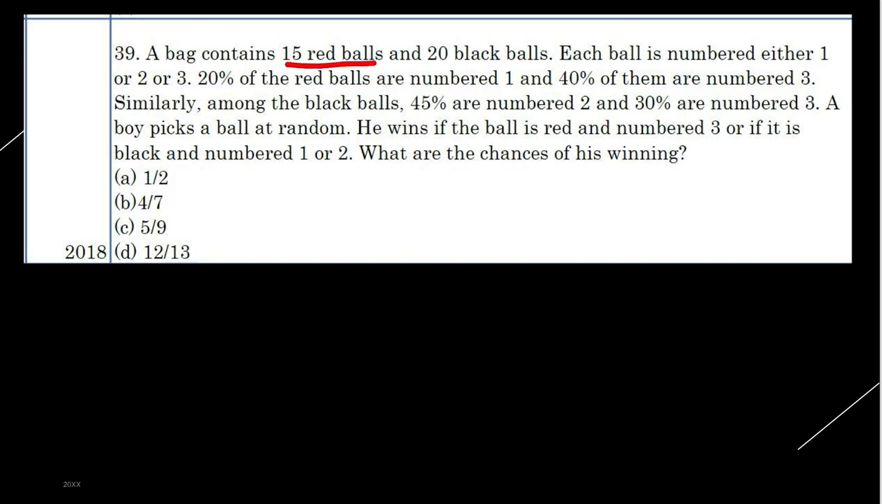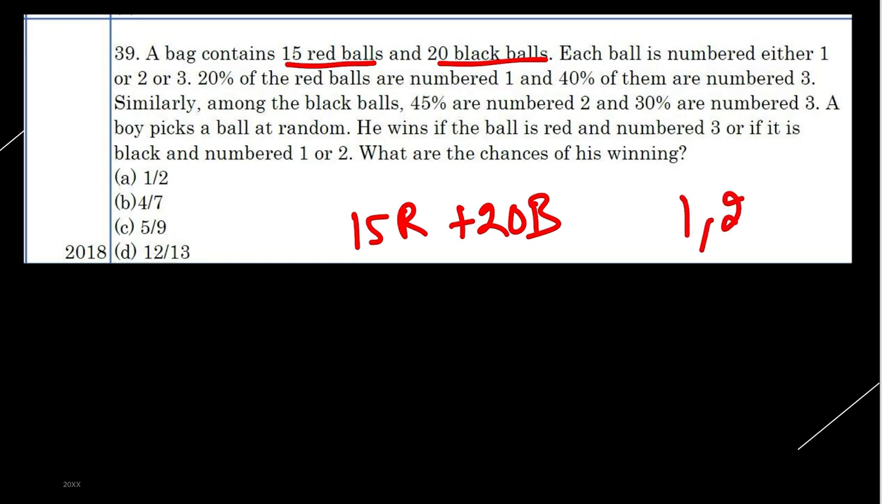A bag contains 15 red and 20 black balls. So 15 red plus 20 black. Each ball is numbered either 1, 2 or 3. So a ball could be number 1, number 2, number 3. Now 20% of red balls are number 1, 40% are number 3. Similarly, black has some numbering and a ball is picked at random. So the boy wins if he picks a ball that is red and number 3, or he could also win if he picks a black ball and it is numbered 1 or 2.